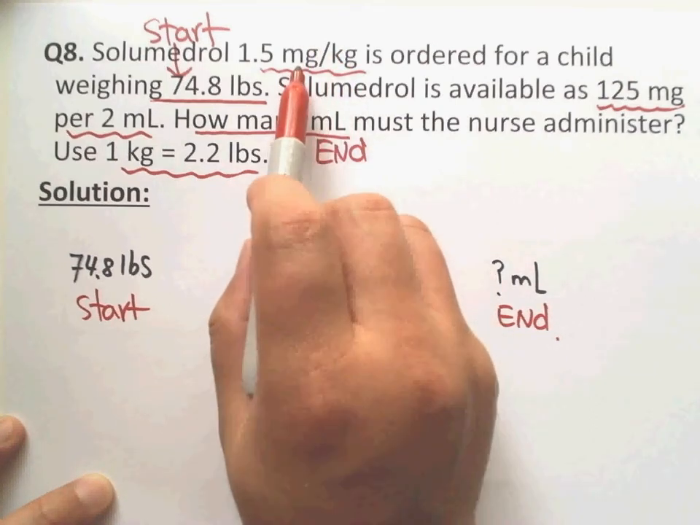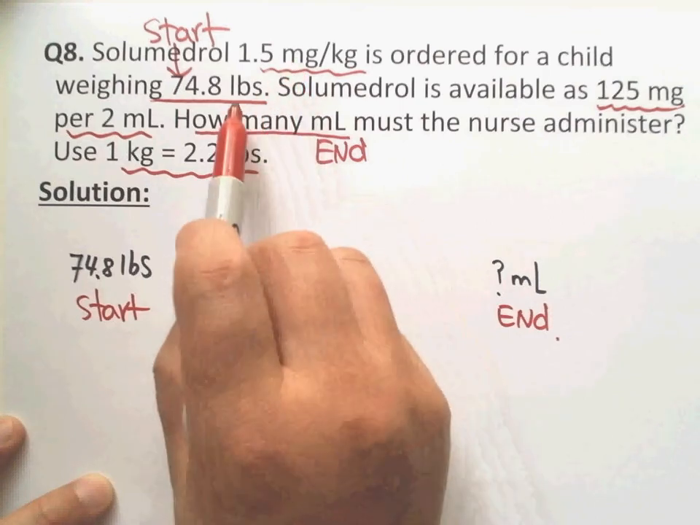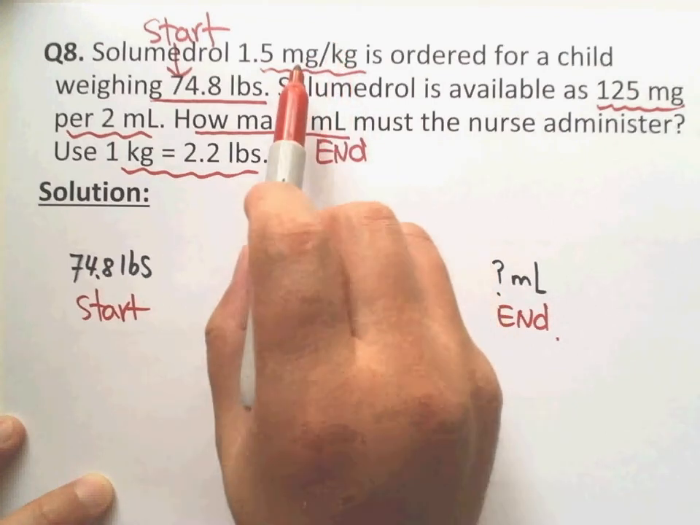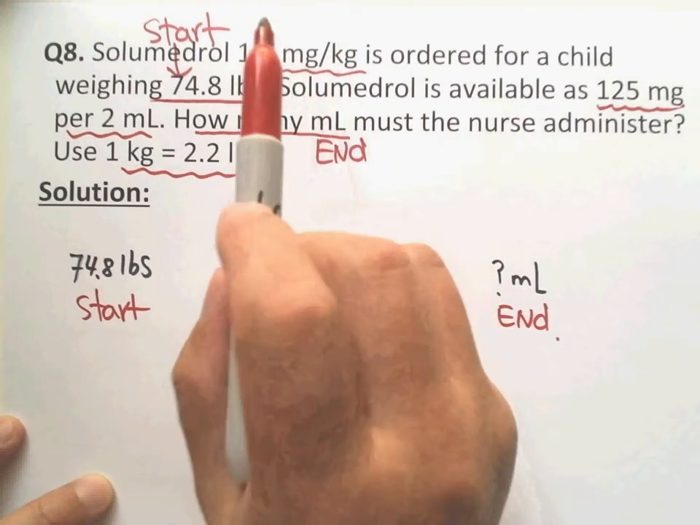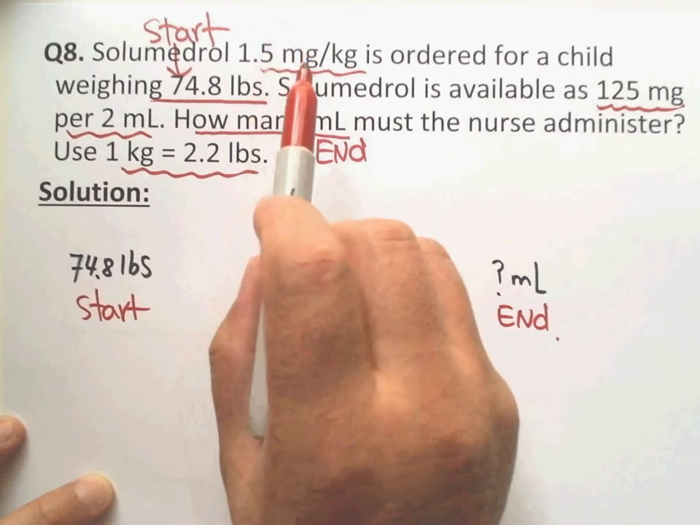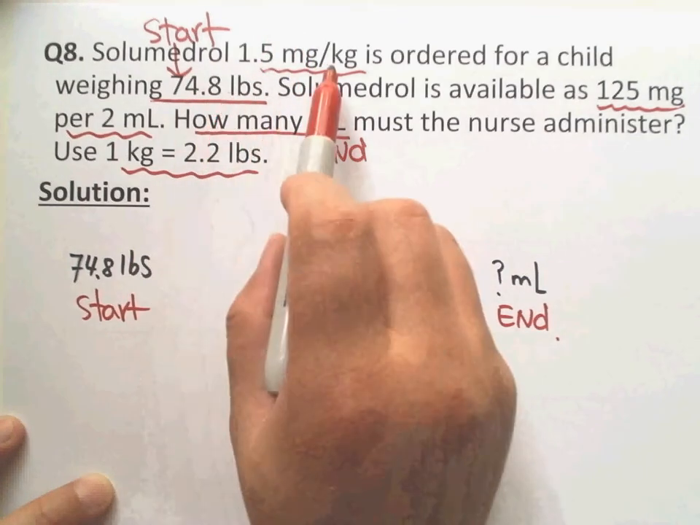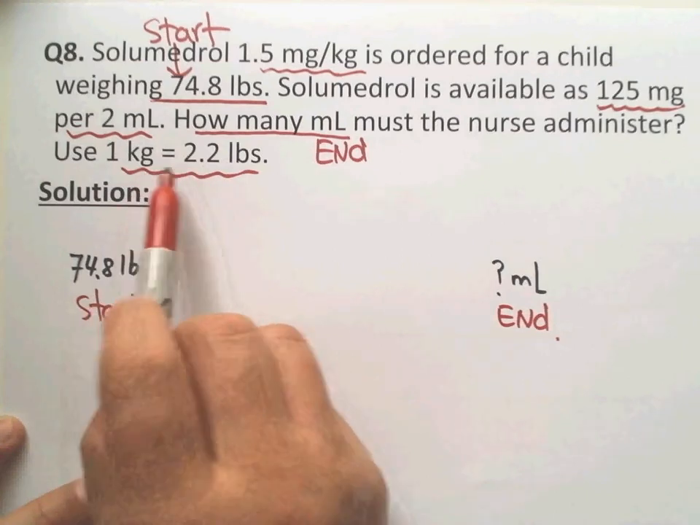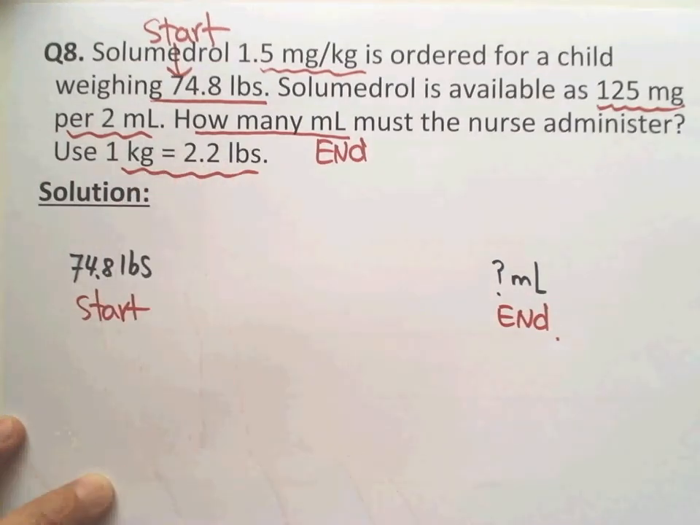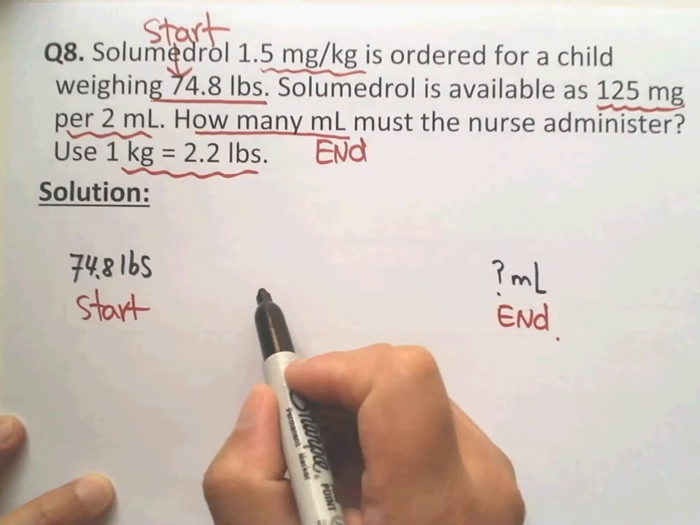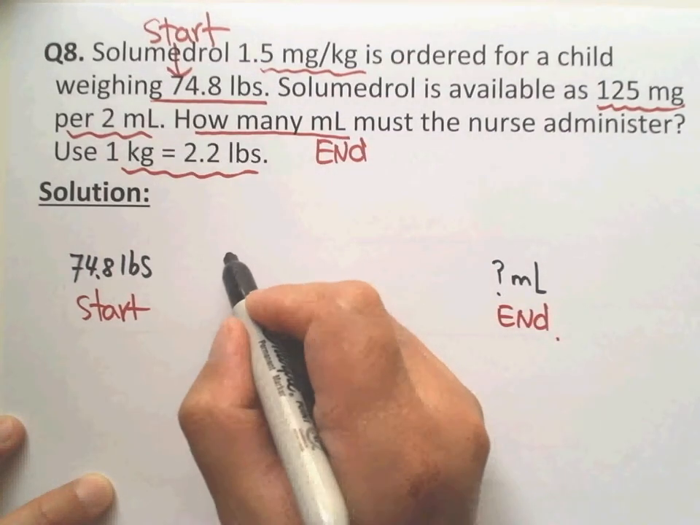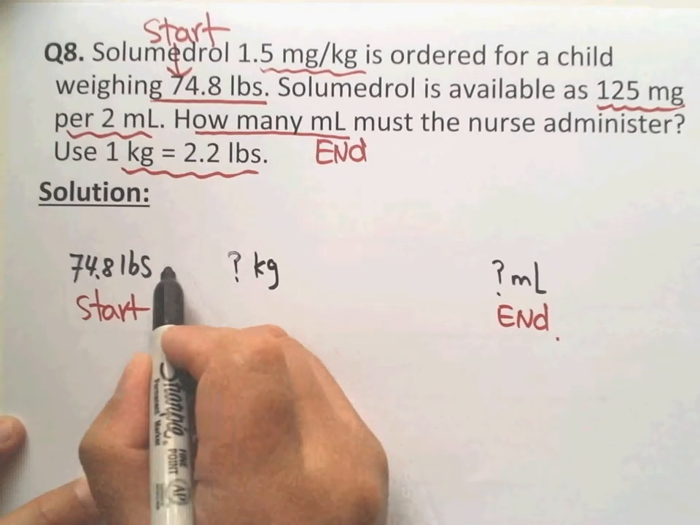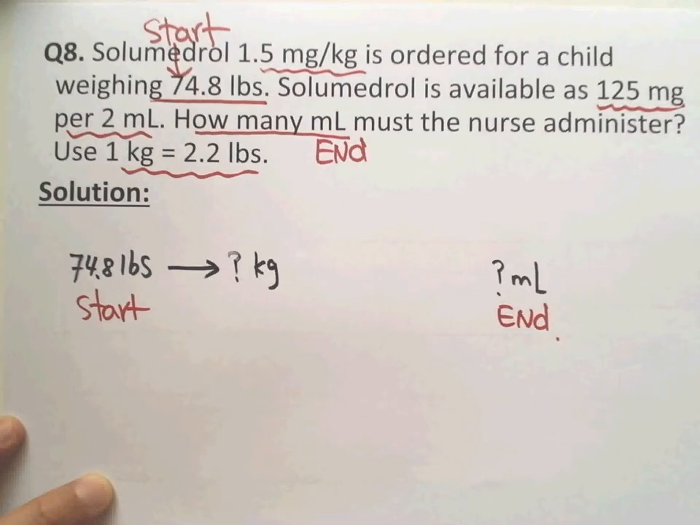First, this is the weight of the child in pounds. Pounds cannot directly link to the drug, because what links to the drug is the weight in kilograms. So you can imagine, pounds we need to convert to kilograms first. Otherwise, I don't know how many milligrams of the drug I need to administer. So pounds can go to kilograms. We have the information here, right?